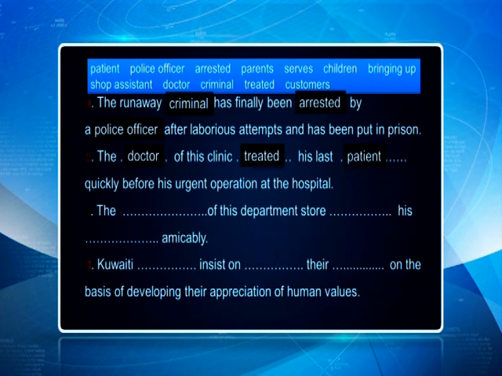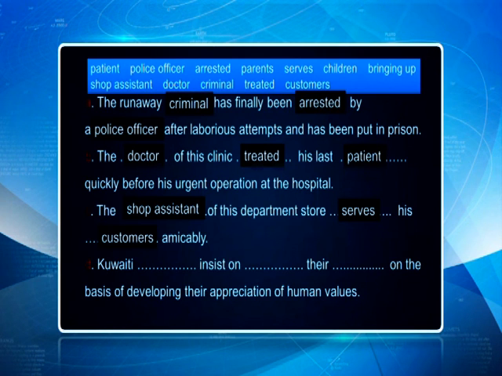C, the of this department store, his, amicably. So the shop assistant, because we are talking about the department store, serves his what? His customers amicably. That is, in a friendly way.